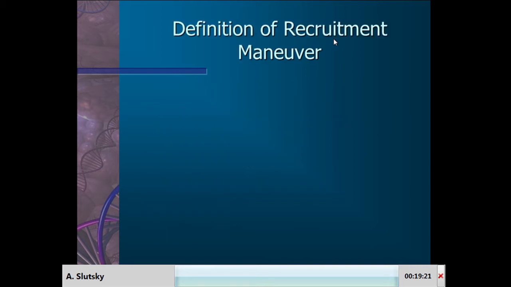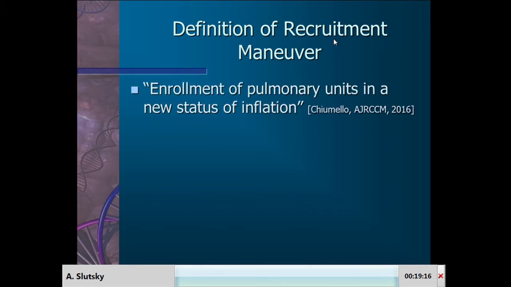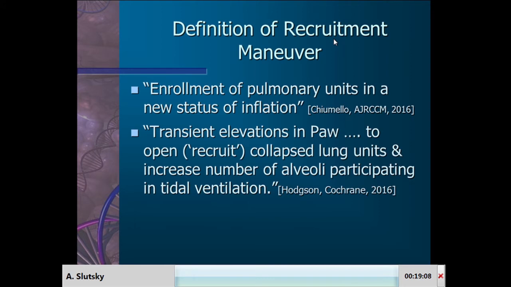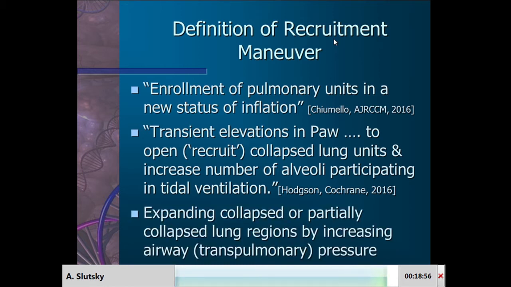So a definition of recruitment maneuver, and there are many definitions in the literature, and I just took a few recent ones. This is from David Ischimelo, recruitment of pulmonary units in a new status of inflation. I think that makes sense. Transient elevations in airway pressure to open, recruit collapsed lung units, and increase the number of alveoli participating in tidal ventilation. I think a reasonable one. And very simply, it's expanding collapsed or partially collapsed lung regions by increasing the transpulmonary pressure. So when I talk about recruitment or recruitment maneuver, that's what I'm talking about.